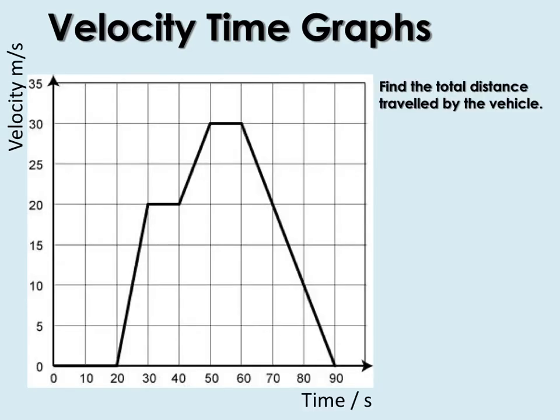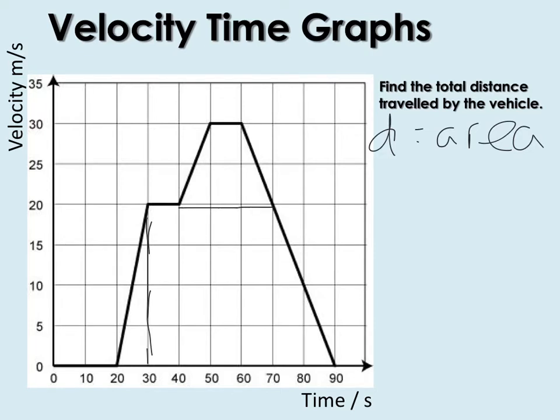On this slide, we're going to look at a question about velocity time graphs. This question asks us to find the total distance travelled by the vehicle. So to do this, we need to remember that the distance is equal to the area under the graph. The next step is to work out the area under the graph. To do that, we'll need to break the graph down into different sections. So I'm just going to put some lines on it now to show you the sections that I'm going to use. So I'm going to break a triangle off there.